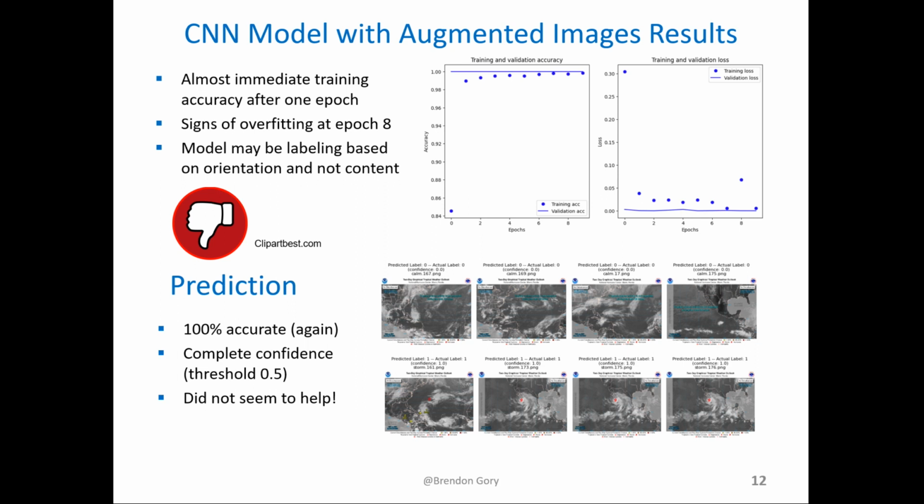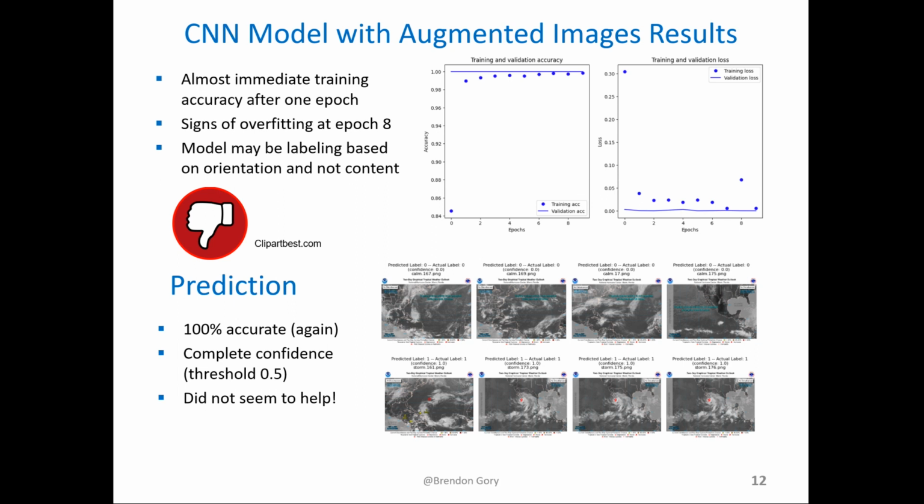Very low loss, and the training started to level off maybe around epoch 7 or 8. We see some signs of overfitting with the validation loss that's up there. So we didn't need a lot of epochs, but it didn't seem that the augmentation helped at all. Again, it was 100% accurate, and the confidence was even higher. I mean, these were full 1s and 0s for detecting a storm or calm weather. So the augmentation really didn't seem to help.